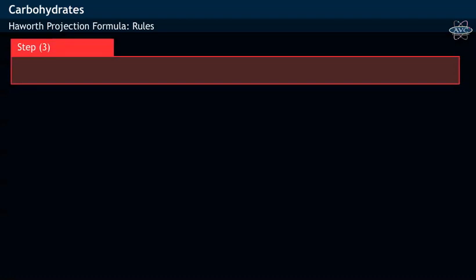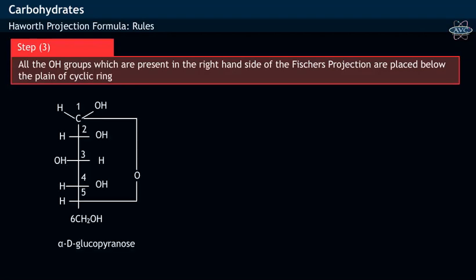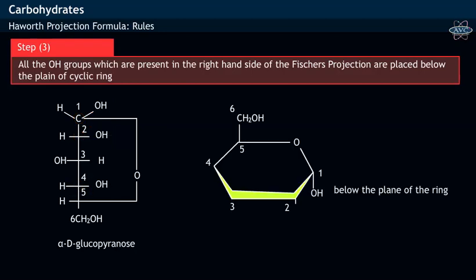Step 3. All the hydroxyl groups present on the right hand side of the Fischer projection are placed below the plane of the cyclic ring, pointing downwards. For example, in the Fischer projection of alpha D-glucose, the hydroxyl groups attached to C1, C2 and C4 are towards the right. Hence, they are placed below the plane of the cyclic ring as shown.